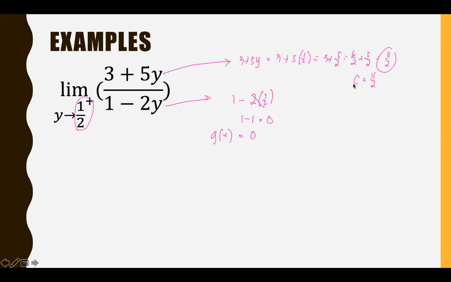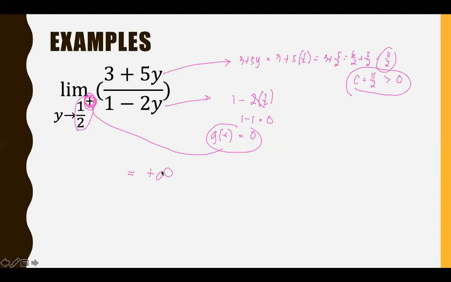C, which is the value of the limit of the numerator, is greater than 0, right? Because it's a positive number. So c is 11 over 2, greater than 0, and g of x is equal to 0, approaching from the right. So positive, greater than 0, from the right. Our answer here is equal to positive infinity.